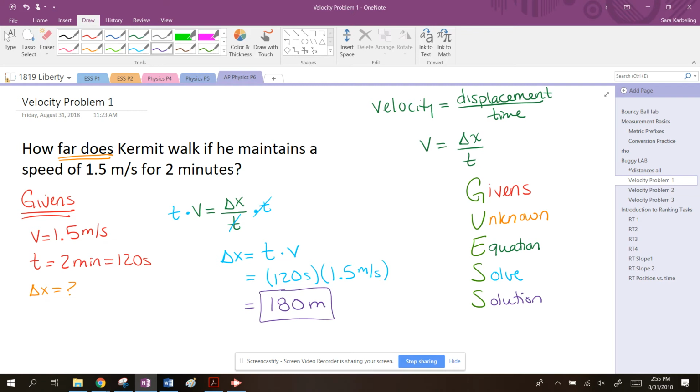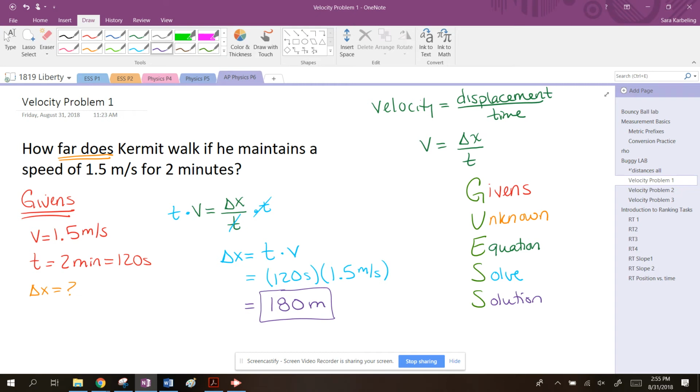When you have problems that need to be solved like this, generally, not every time, but generally, they're worth about 4 points. Okay? One for the givens and unknown, one for the equation, one for the work, and one for the answer with units. So if you're one of those people that do it in your head, you get 180, you just write 180 down, how many points do you get? 1. 0. No units, right?